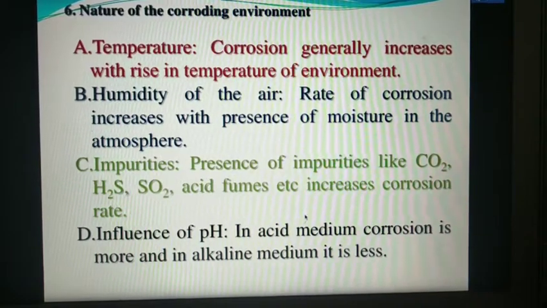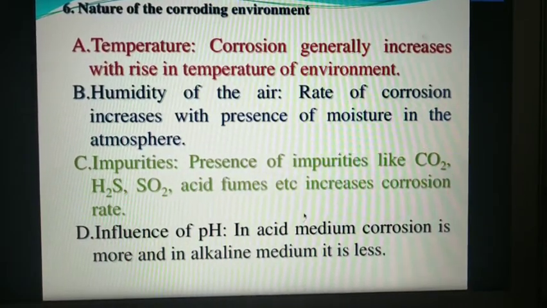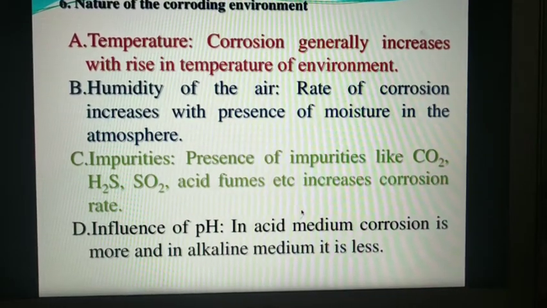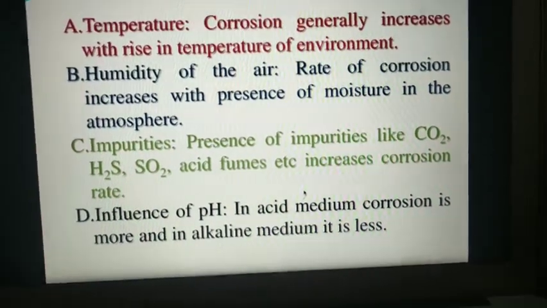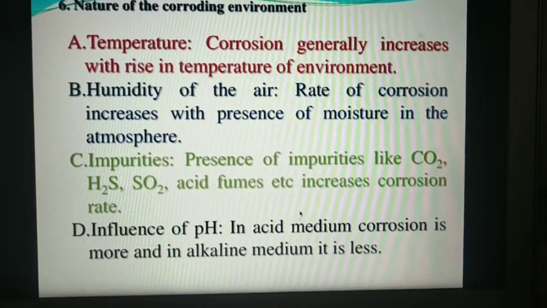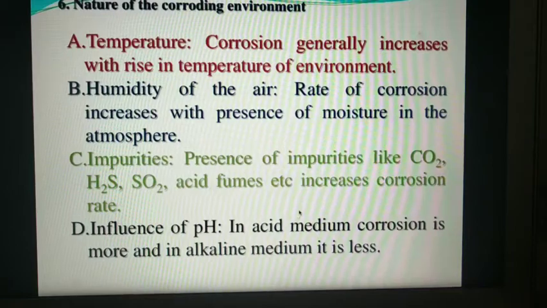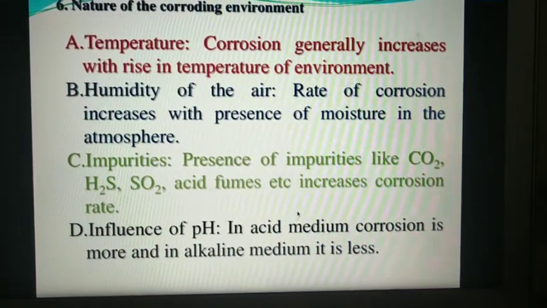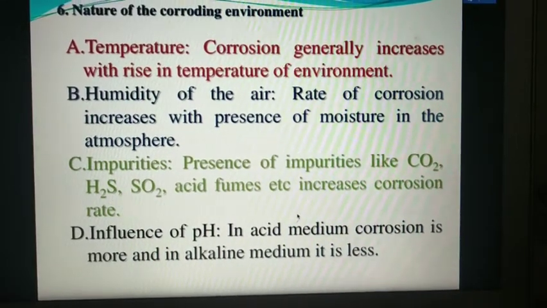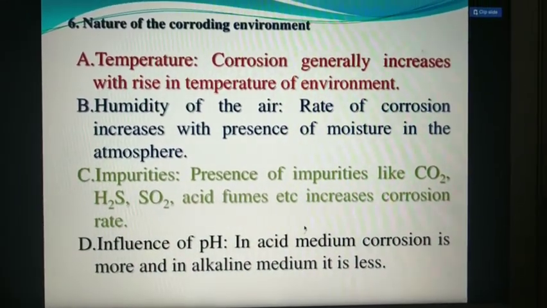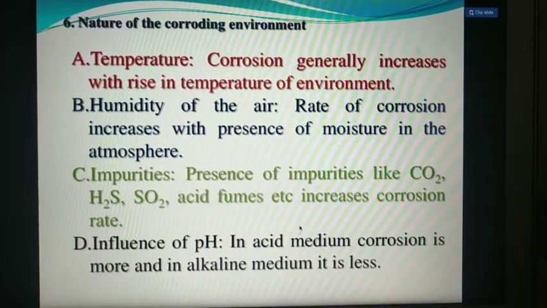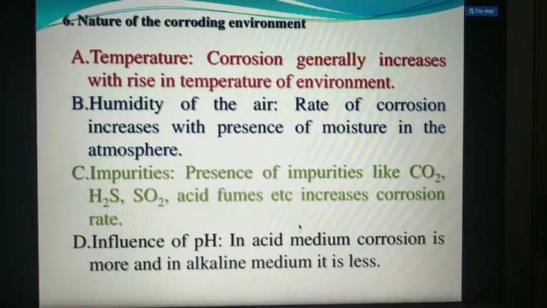Temperature. So corrosion generally increases with rise in temperature of the environment. What is written there in the book? A rise in temperature within a reasonable limit increases the rate of corrosion. Means if there is a rise in temperature, then the rate of corrosion also increases. Okay.